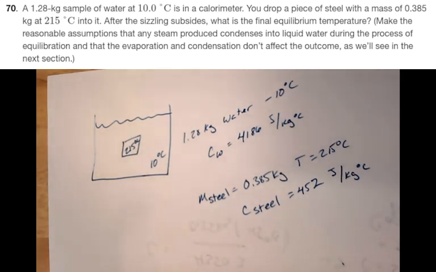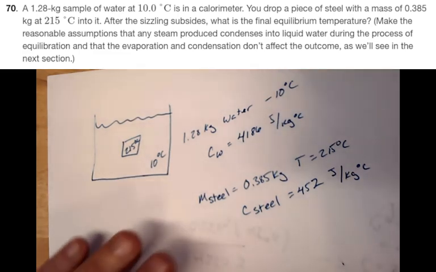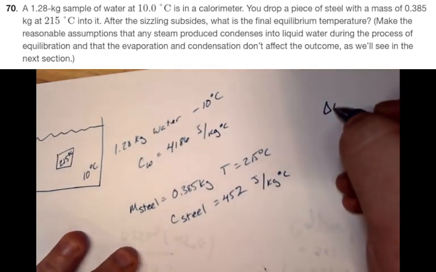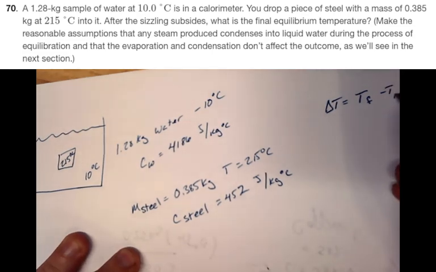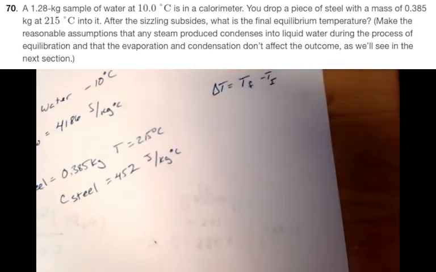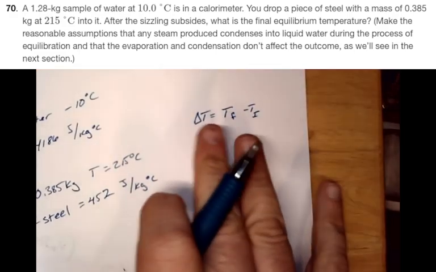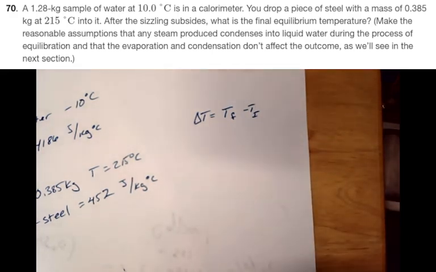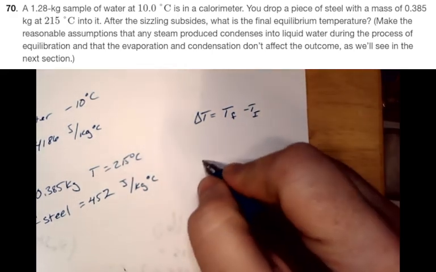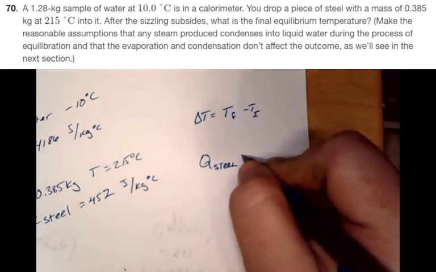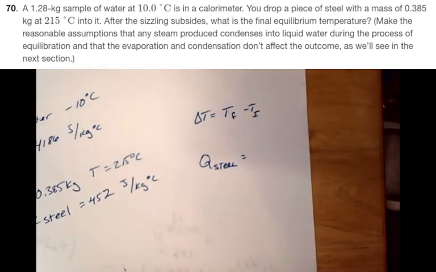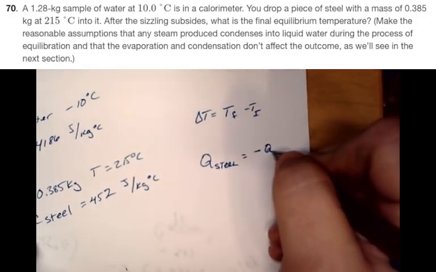Generally for calorimetry, we want to set up a delta T, which is going to be T final minus T initial. Sometimes we say T hot minus T cold, but here we're going to do T final minus T initial. We want to set up an equation such that the energy that leaves the steel goes in the opposite direction as when it goes into the water. It goes out of the steel, goes into the water, so it's going to be minus the heat that goes into the water.